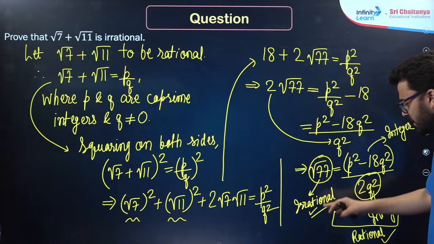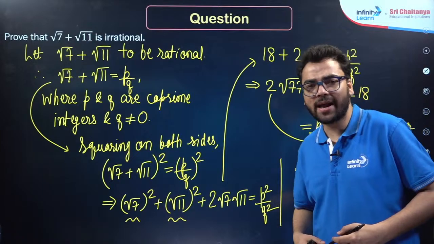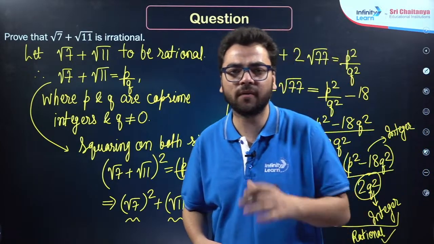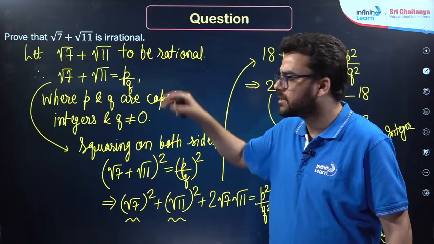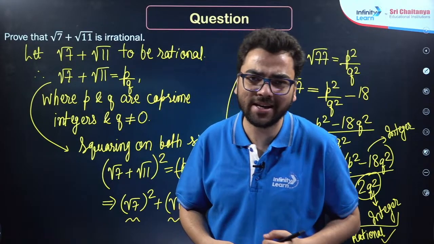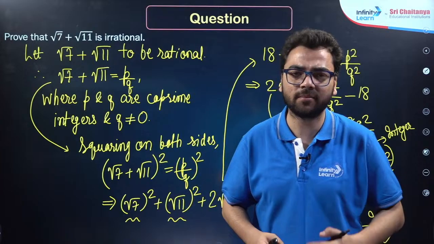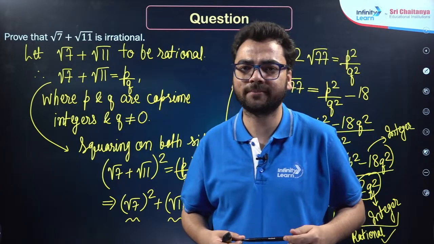So you can say this is a contradiction because an irrational number can never be equal to a rational number, and this contradiction arose due to our wrong assumption of assuming root 7 plus root 11 to be rational. Hence root 7 plus root 11 is an irrational number. Is it clear to every student up till here? Just confirm that once, guys, in the chat.